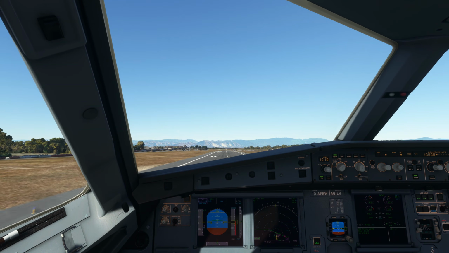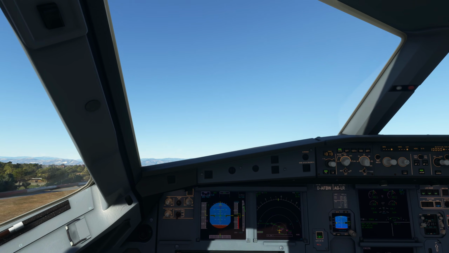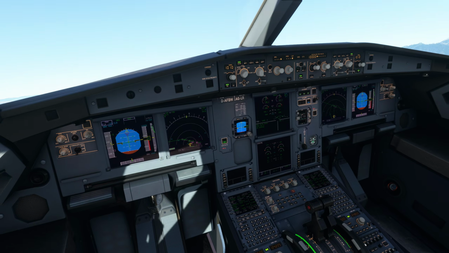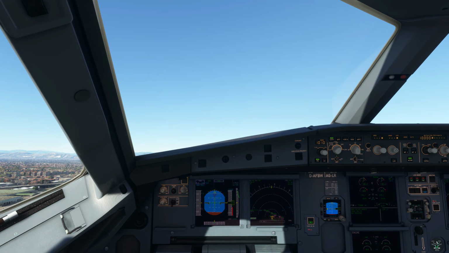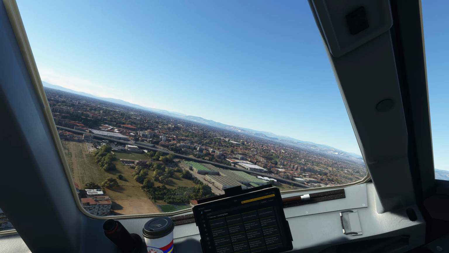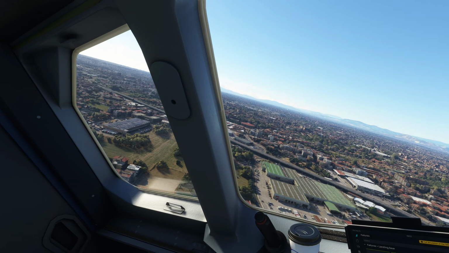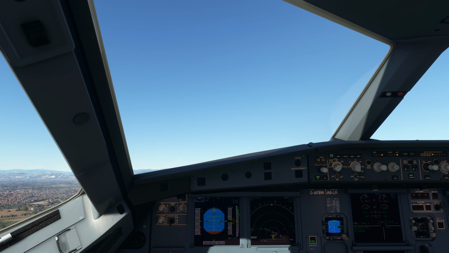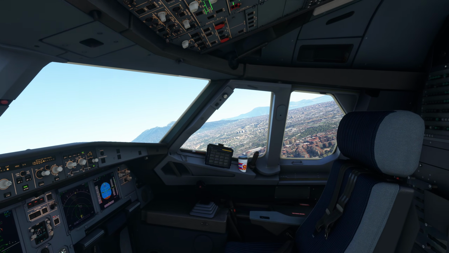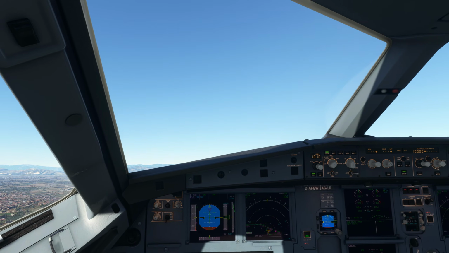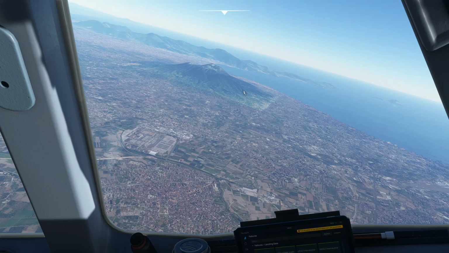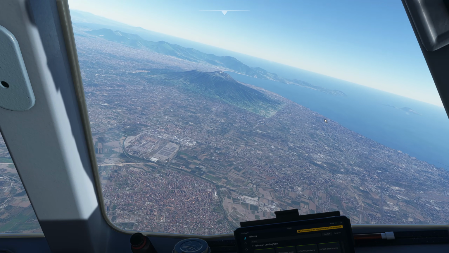Beautiful rotate law. That's a bit much, a bit sporty on the rotation. Positive climb. Gear up. Nav. Beautiful departure out of Naples. Absolutely love it. There's Vesuvius for you. Stunning, stunning stuff.